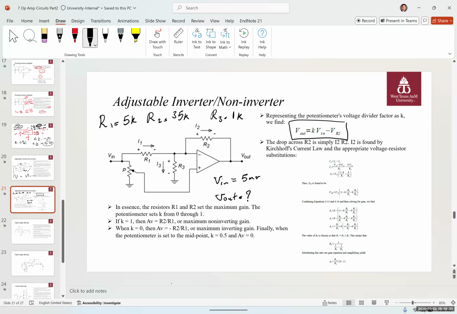Okay, this is pretty simple, just replacing this into what is it, V out? So using the equation, AV is equal to R2 over R1, we didn't even need R3, that was just for distraction. Oh, I forgot to give you the K.